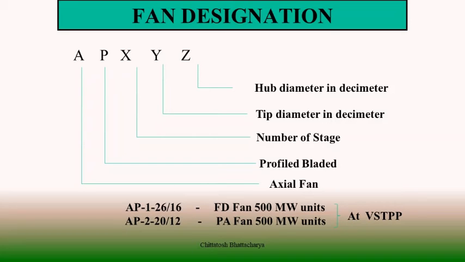In these fans, A represents axial fan, P represents profile blading, that means the structure may be aerofoil or something like that. Next digit represents number of stages, AP1 or AP2. This represents whether two stages of blading or a single stage of blading is there. Then tip diameter is given in digit. Then you get half diameter in decimeter. So this way designation of axial fans is done.